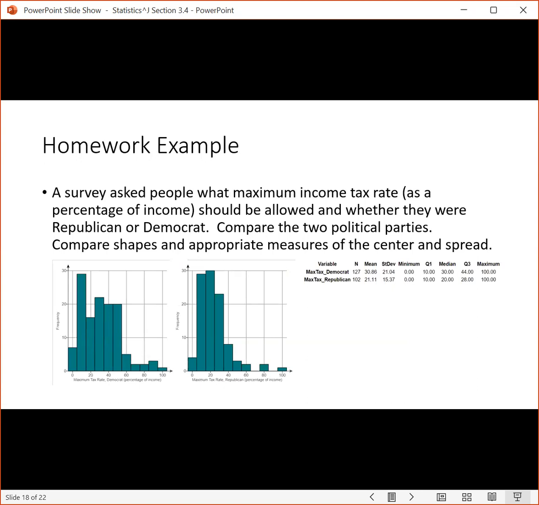All right, so let's look at a homework example. A survey asked people what maximum income tax rate as a percentage of income should be allowed, and whether those people were Republicans or Democrats. So we want to compare the two political party results. So compare the shapes and the appropriate measures of center and spread.